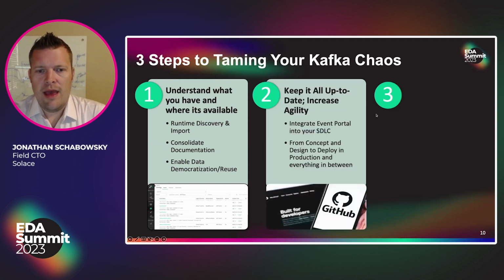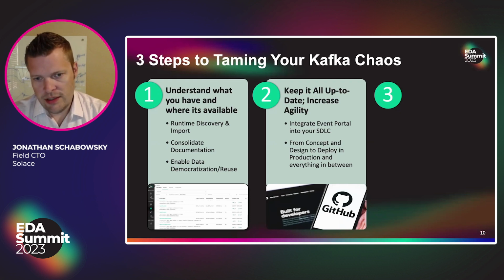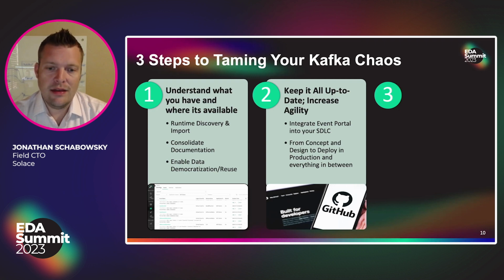So the next step would be, how do you keep all of this up to date and ultimately increase the agility of your organization? Well, first would be, look at how you can integrate the event portal into your existing software development lifecycle. As an example, we've been working with a very large retailer in Europe around integrating the event portal via GitHub Actions, using Ansible in order to provision resources in the runtime, using approval processes like ServiceNow, and ultimately using IntelliJ plugins to enable Java development, for instance, of new applications. So that's an example of how you could integrate the event portal into your software development lifecycle in order to have better agility and keep things synchronized.